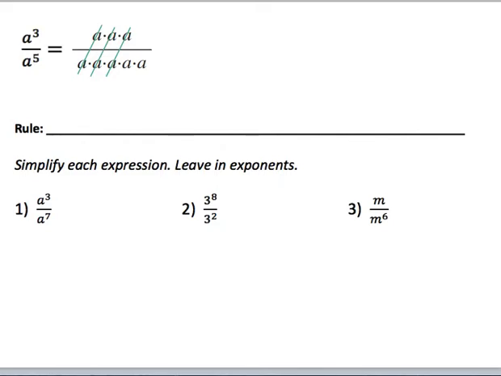Notice how once a cancellation is done, there's no a's left on top of the fraction bar. So you would just write 1 on top of the fraction bar when there's nothing else left. There's 2 a's under the fraction bar, so that would simplify to a squared. So your final answer is 1 over a squared.